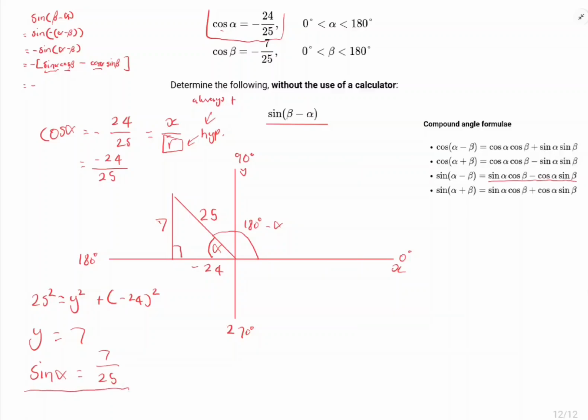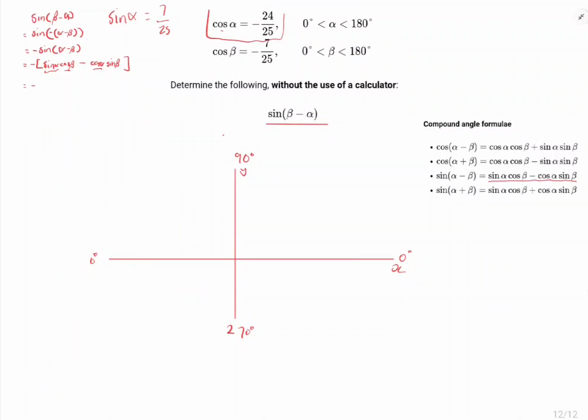So we got sine A, but we still don't have sine B. Wherever you are, if you want to write this, you can write it out. I'm going to erase it, but just know that we got, let me just write sine A over here. It's 7 over 25. So now let's quickly solve for sine beta. Cool. So with this one, now we're working here. It says it's between 0 and 180 as well. Cos beta is negative 7 over 25.